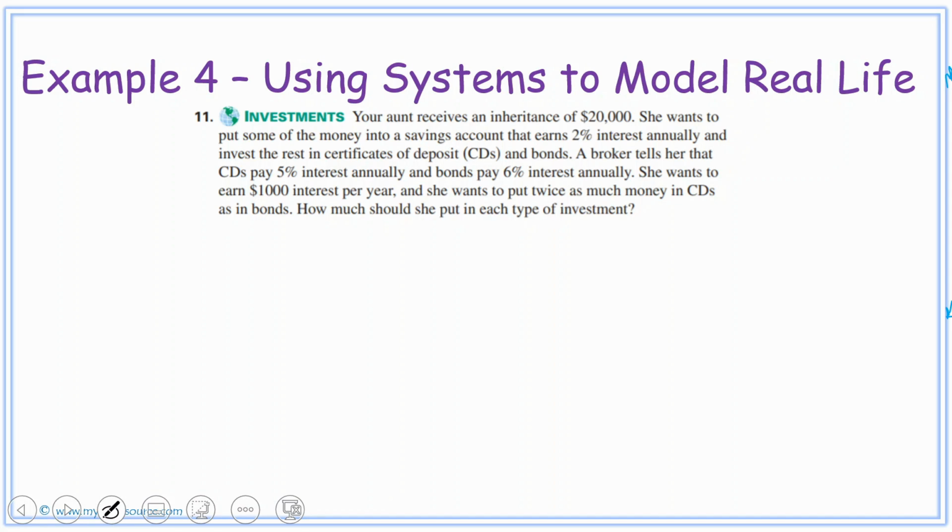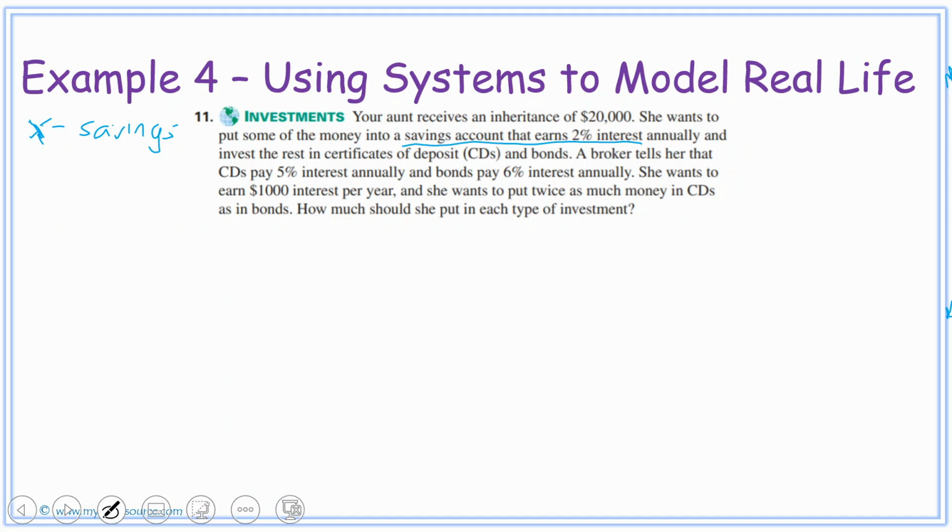She wants to put some of her money into a savings account that earns 2% interest. Well, that shows you some type of multiple happening there. So we know that's going to be multiplying by some variable. 2% interest annually means that we're going to be multiplying something. So we know we have one variable already. And what variable is that? Since that's our first one, we can call that x, which is our savings account. So our x there is going to represent savings.